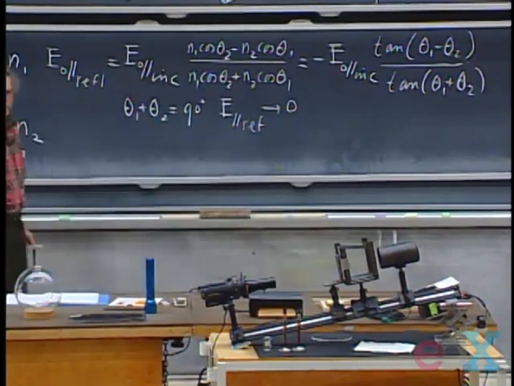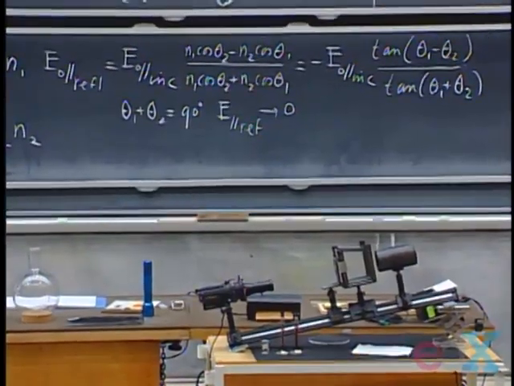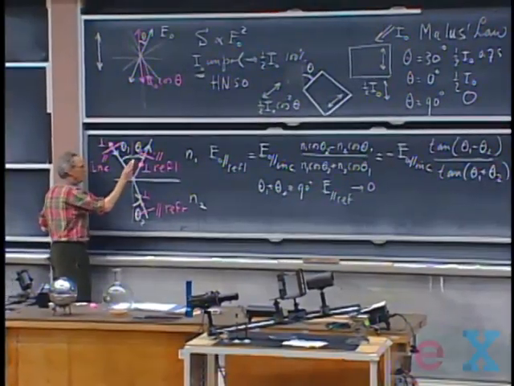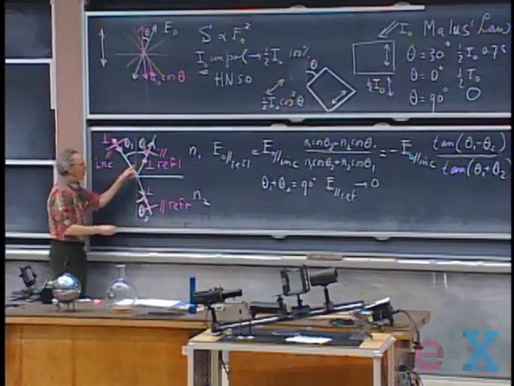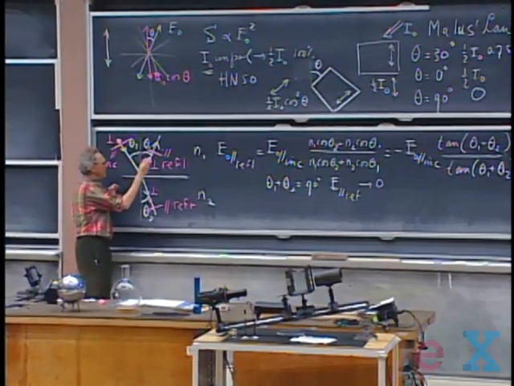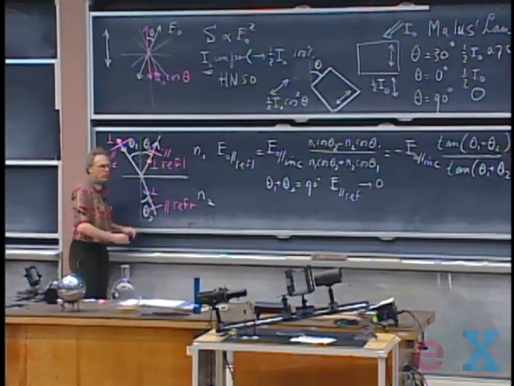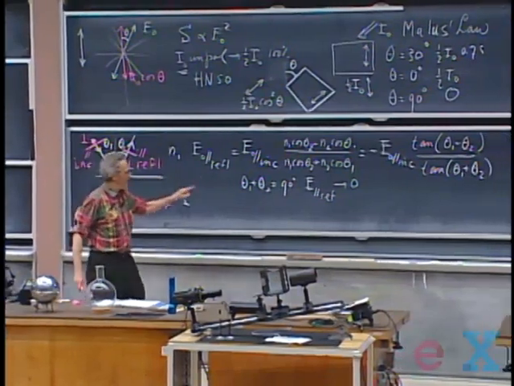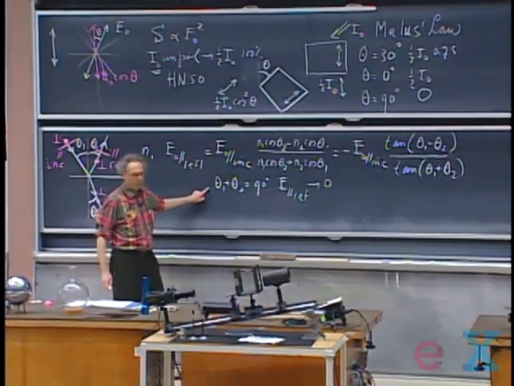And if that one goes to zero, there is only this one left, which is not zero, and that means the reflected light is now 100% polarized in this direction because I have killed this component completely. But it only works if this condition is met.